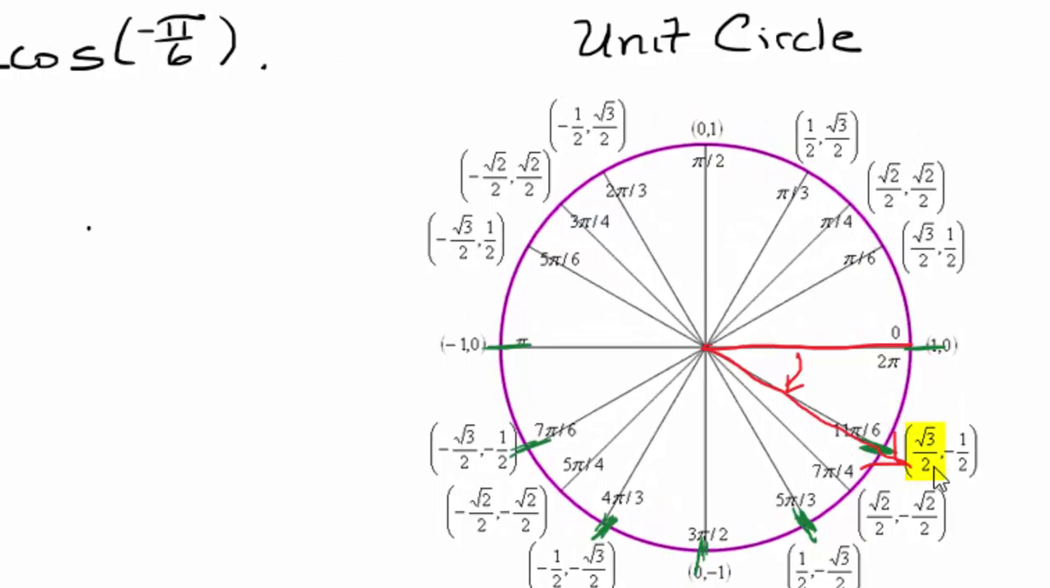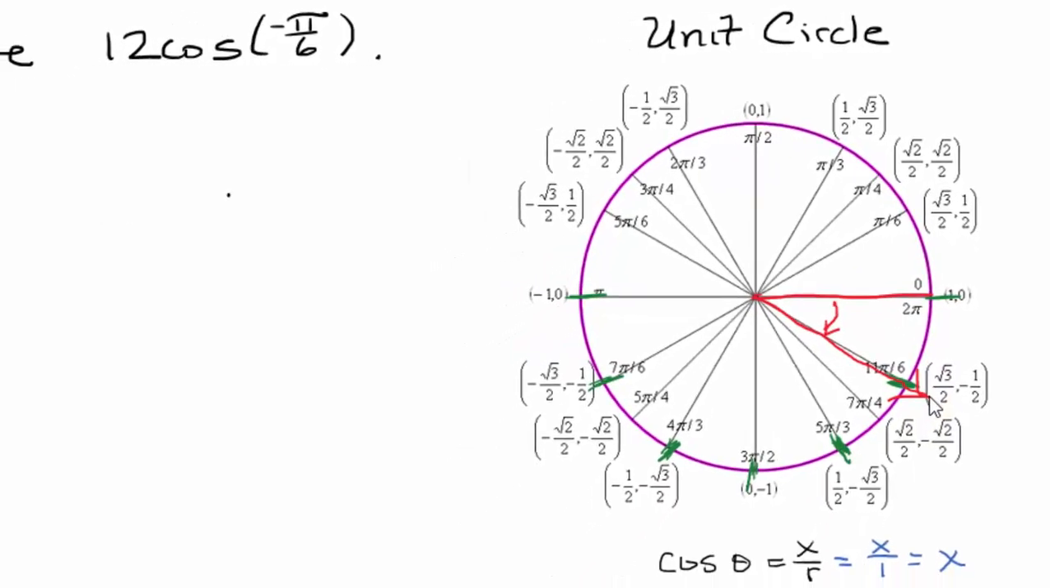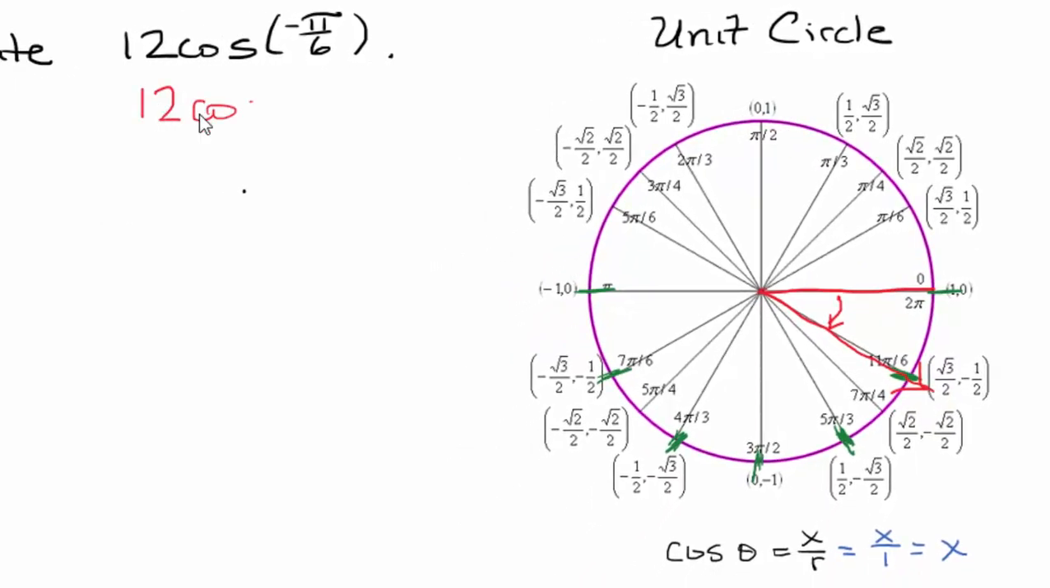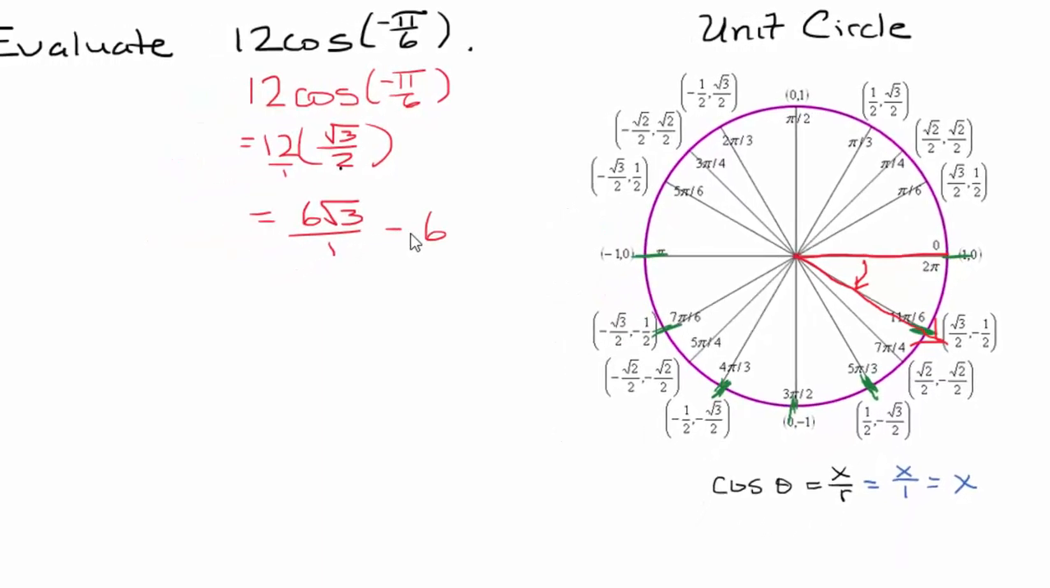Looking at the x coordinate, we have root 3 over 2 for the value of cosine of negative pi over 6. Evaluating our expression then, we have 12 times the cosine of negative pi over 6 is equal to 12 times root 3 over 2. And then thinking of 12 as being over 1, we can reduce so that we have 6 root 3 over 1, or just 6 root 3.